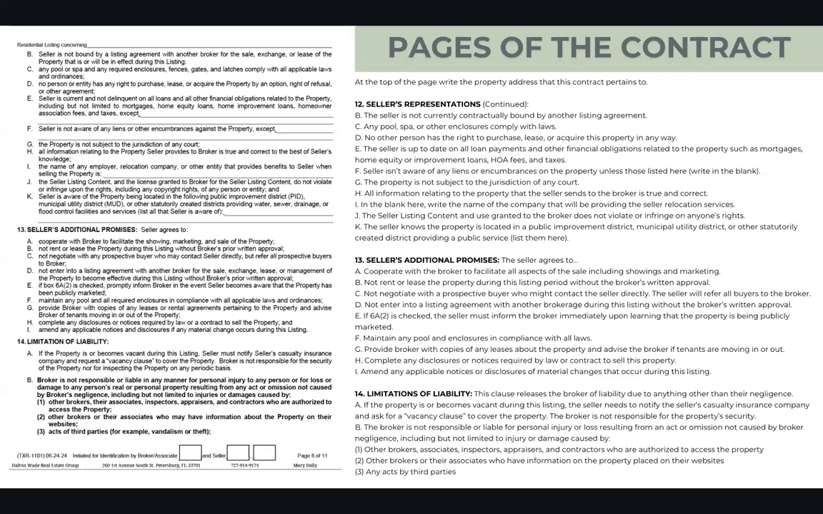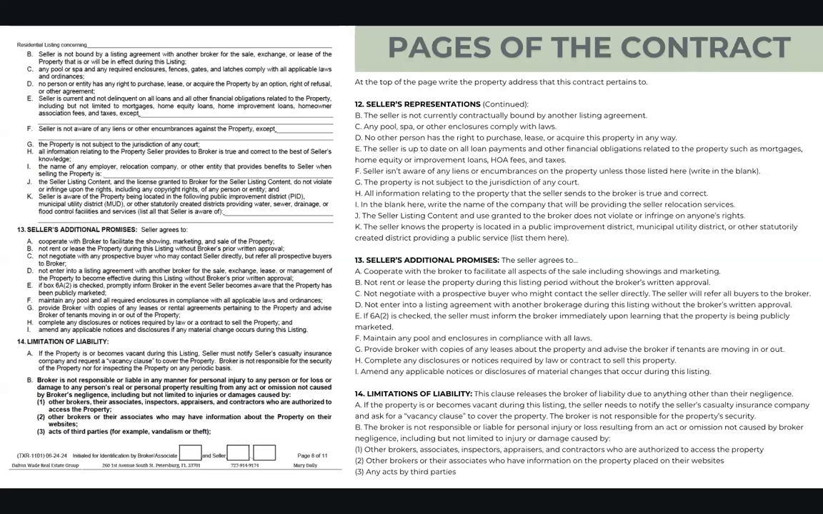Maintain any pool and enclosures in compliance with all laws. Provide the broker with copies of any leases about the property and advise the broker if tenants are moving in or out. Complete any disclosures or notices required by law or contract to sell this property. Amend any applicable notices or disclosures of material changes that occur during this listing. And number 14, limitations of liability. So this clause releases the broker of liability due to anything other than their negligence.